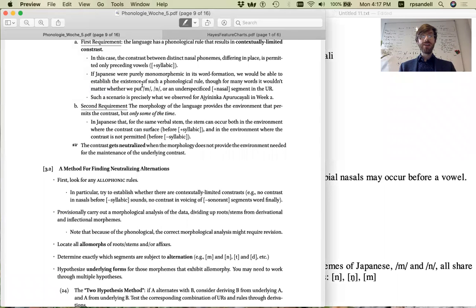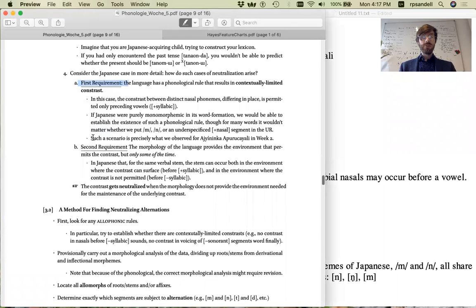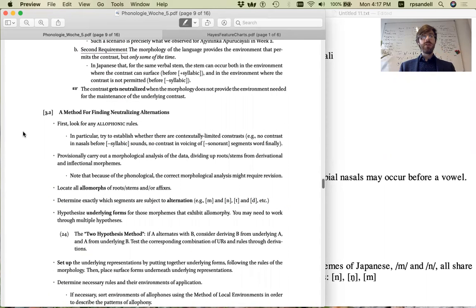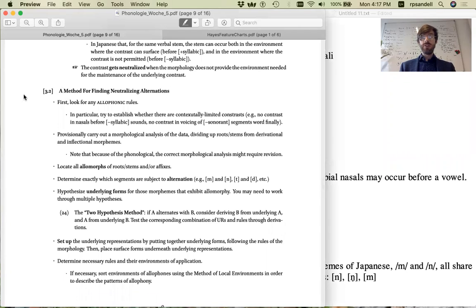Everyone, welcome back. Okay, now that we've established what the conditions or requirements are for the existence of neutralizing phonological processes in a language, we can consider a method for actually discovering these processes, something that can help us when we're trying to conduct a phonological analysis. So our first step will be to look for any allophonic processes, just as we've always done.